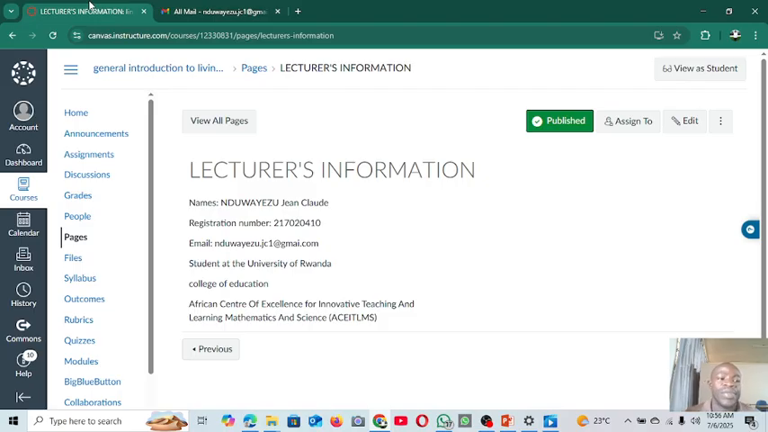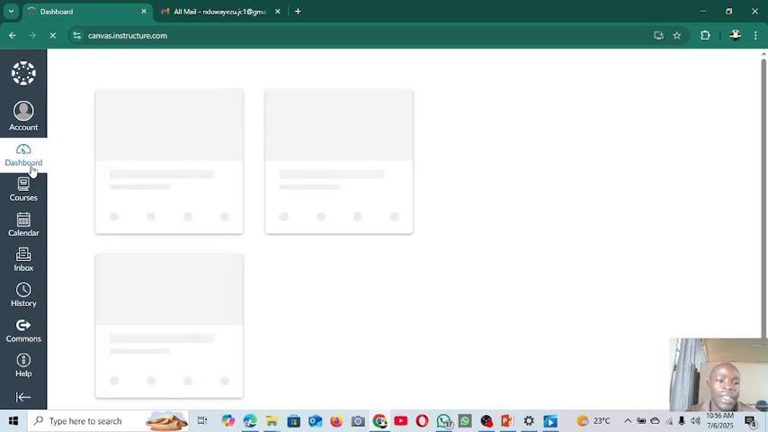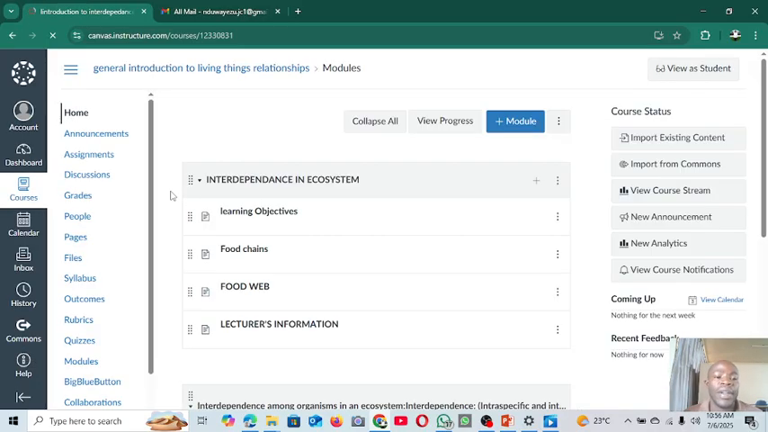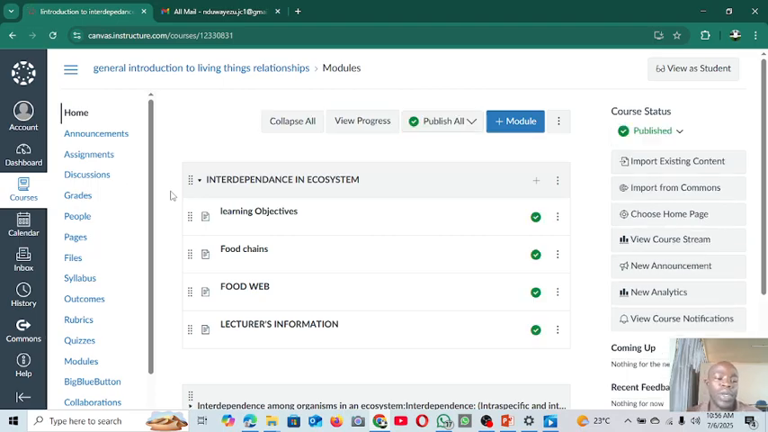This lecture has information. I developed a lesson using a learning management system, which is Canvas. Now, this has many parts. My lesson here is entitled Interdependence Among Organisms. As you see, this is the lesson I developed. During the development of this lesson, I inserted different modules.